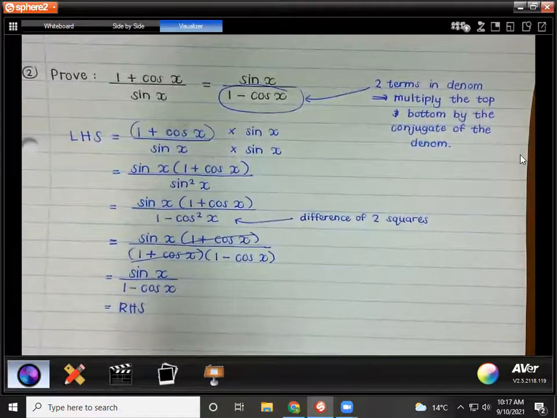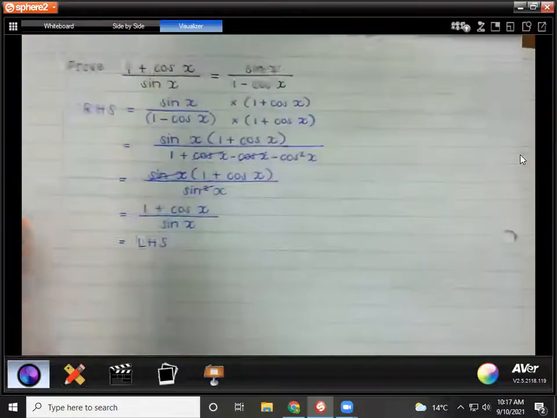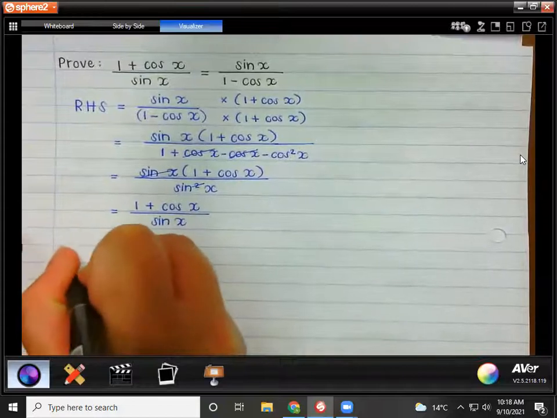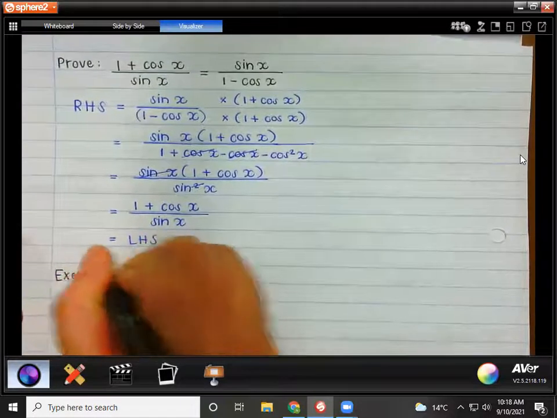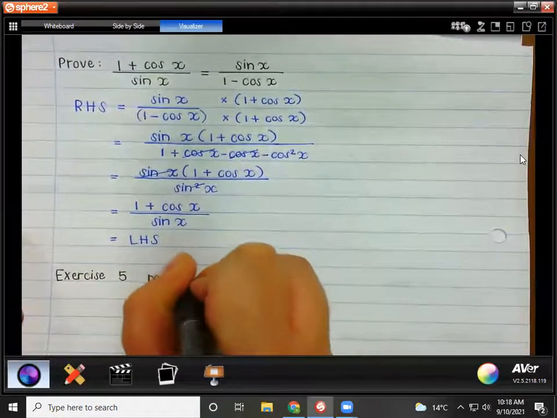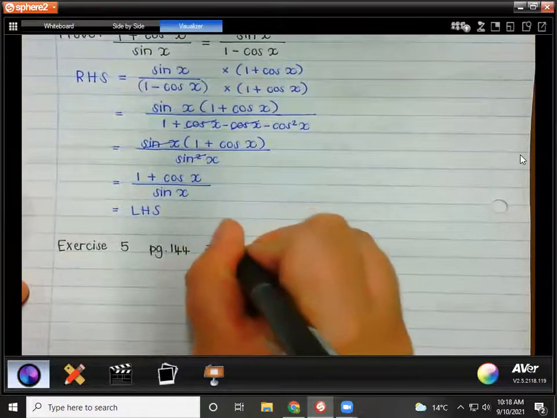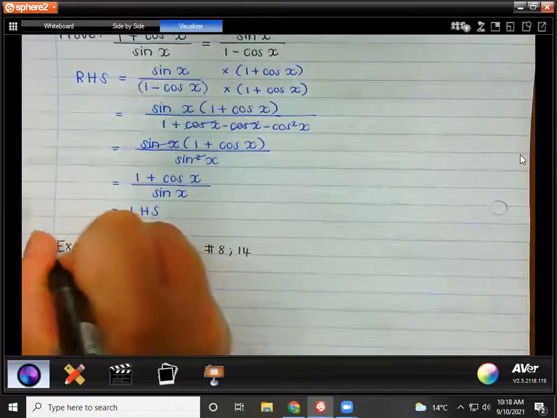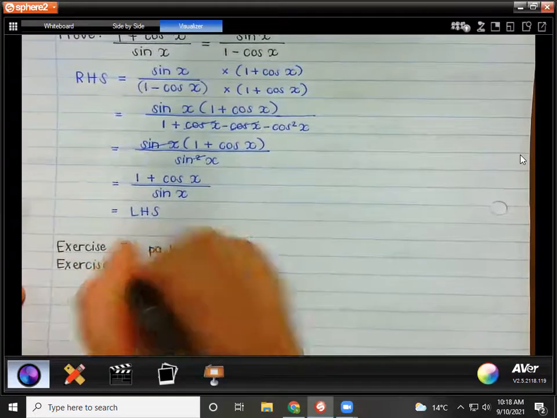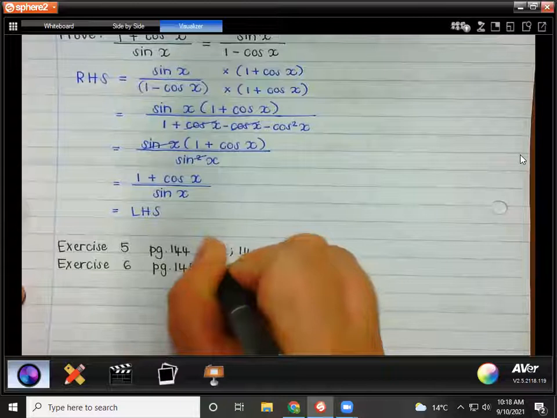All right, guys, I'm going to give you some of these to practice for Monday. So exercise 5, which is page 144. It's the same exercise that you had to do for today, but I want you to do numbers 8 and 14, and then exercise 6. Exercise 6 are these more difficult ones. On the next page, I want you to do numbers 1 and 3.